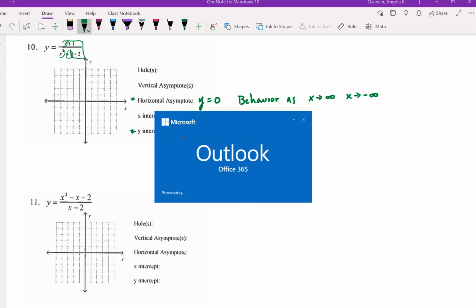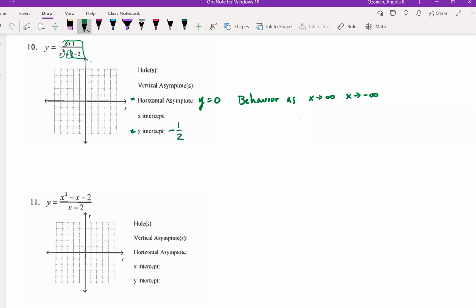Oops, no, I don't want to open up my Outlook. There we go. Okay, so that's my y-intercept. And then after I do those two pieces, then I like to go to the factoring.